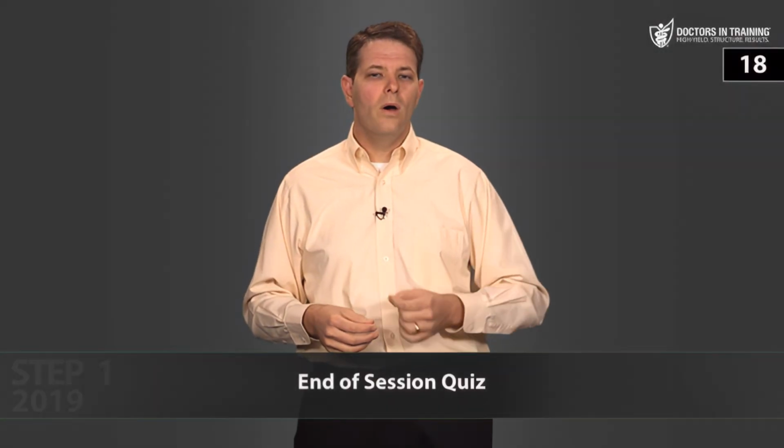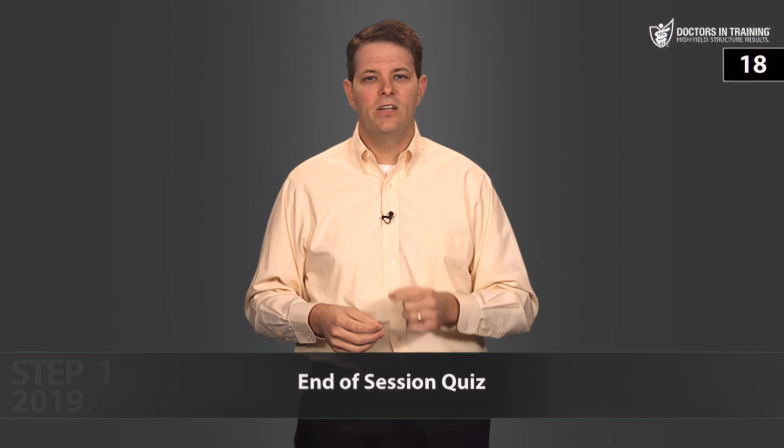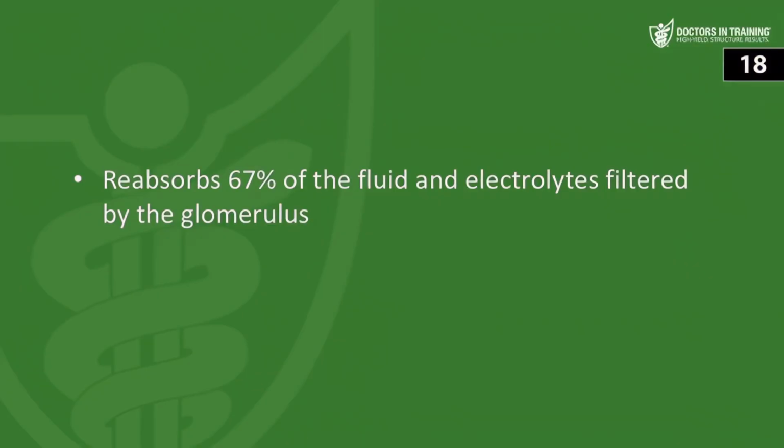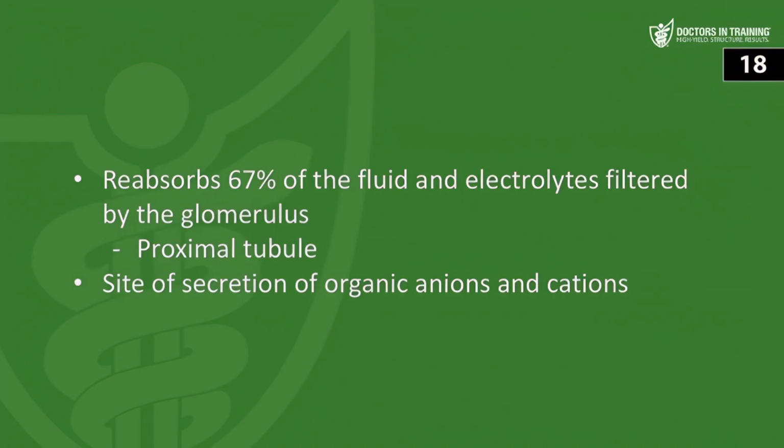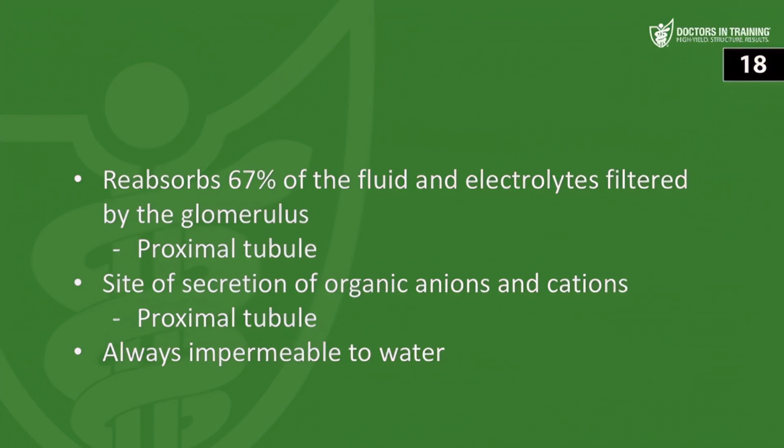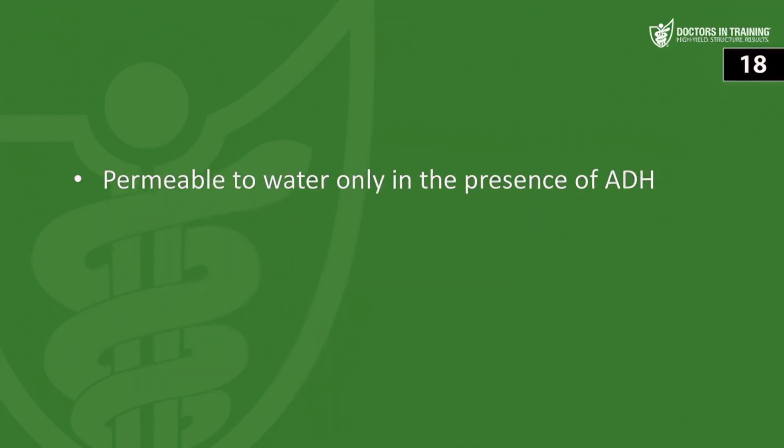First question, what segment of the renal tubule matches each of the following statements? The first bullet says reabsorbs 67% of the fluid and electrolytes that are filtered by the glomerulus. That's the proximal tubule. The site of secretion of organic anions and cations is also the proximal tubule. Always impermeable to water is the thick ascending limb. Permeable to water only in the presence of ADH is the late distal tubule and also the collecting duct.